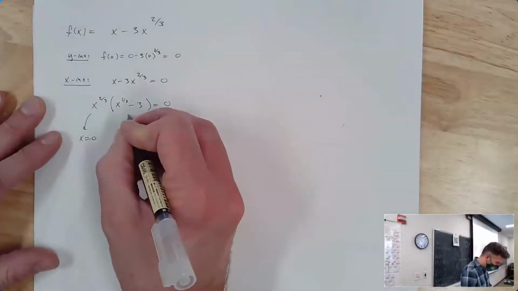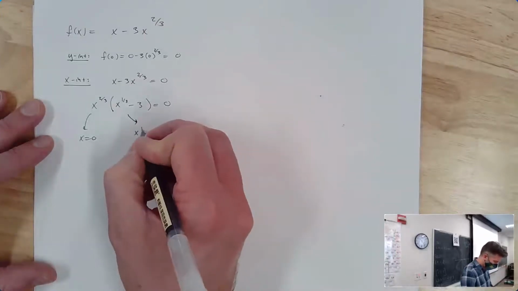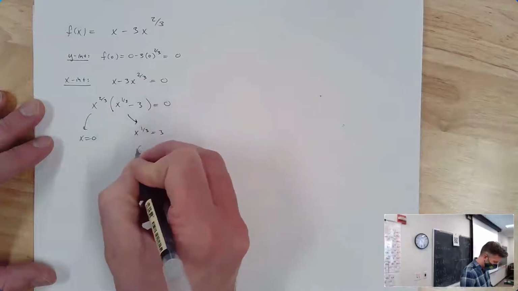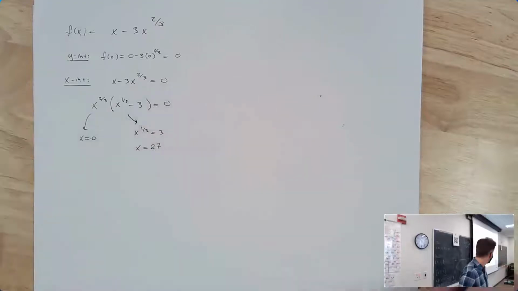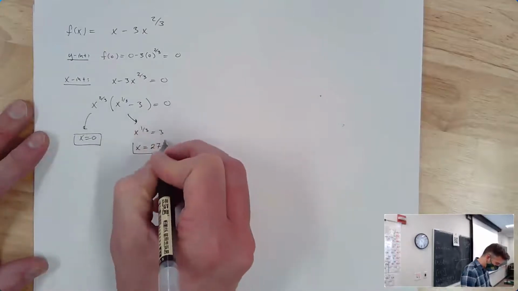And then from here, I'm going to get x to the 1/3 minus 3 equal to 0. So x to the 1/3 equals 3. So x has to equal 27. So those are my two x-intercepts. X equal to 0, x equal to 27.